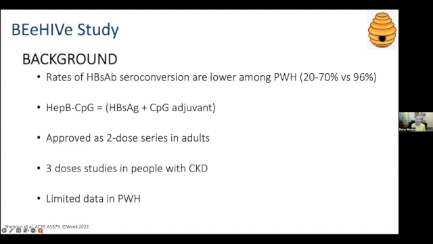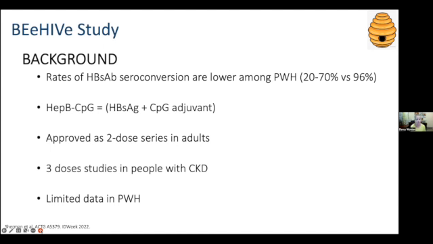The next study I wanted to highlight was looking at hepatitis B prevention among people with HIV, the Beehive study, which UCSD was a clinical site, so many people are probably familiar with this. And so the rationale for looking at hepatitis B vaccination in people with HIV is probably pretty obvious.